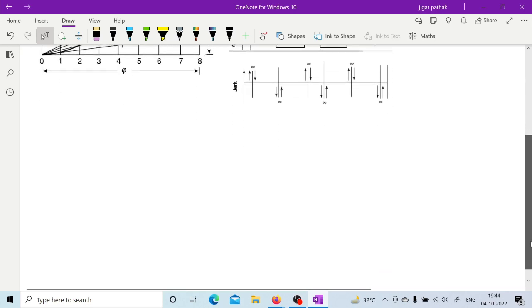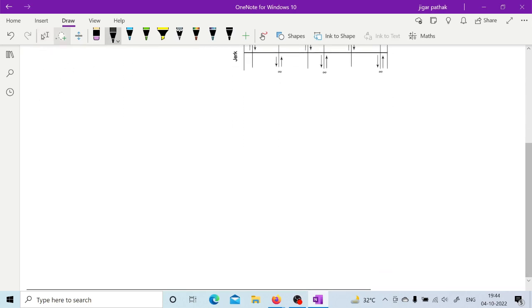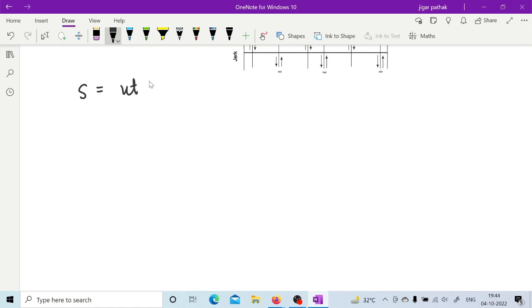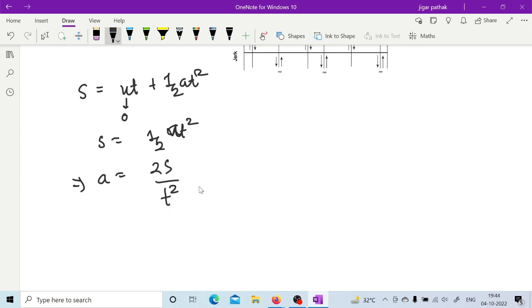So now again if we go for the equation of displacement, we write s is equal to ut plus 1/2 at square, right, in which u will be 0 because at start the velocity is 0. So what you will have is s is equal to 1/2 at square, that will be your equation. So from this you can have a is equal to 2s upon t square.